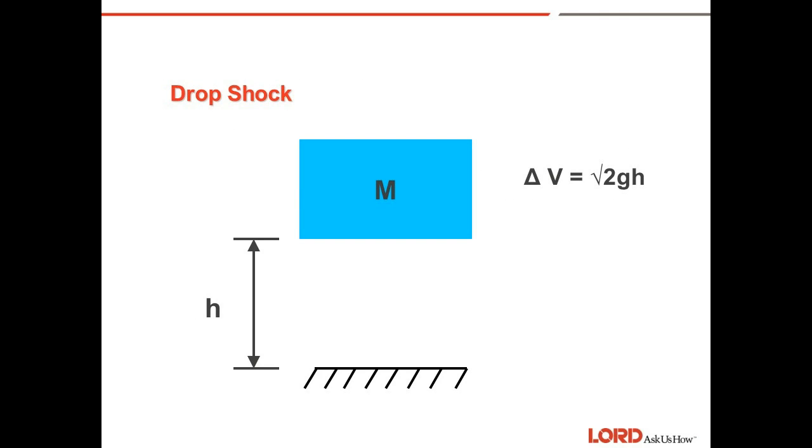Drop shock occurs when an object is dropped. The velocity change for a drop shock is a function of the height of the drop. This equation assumes that the package lands flat, not on a corner, and the impact is completely inelastic. Instances where it's a corner drop require different calculations and are more involved.